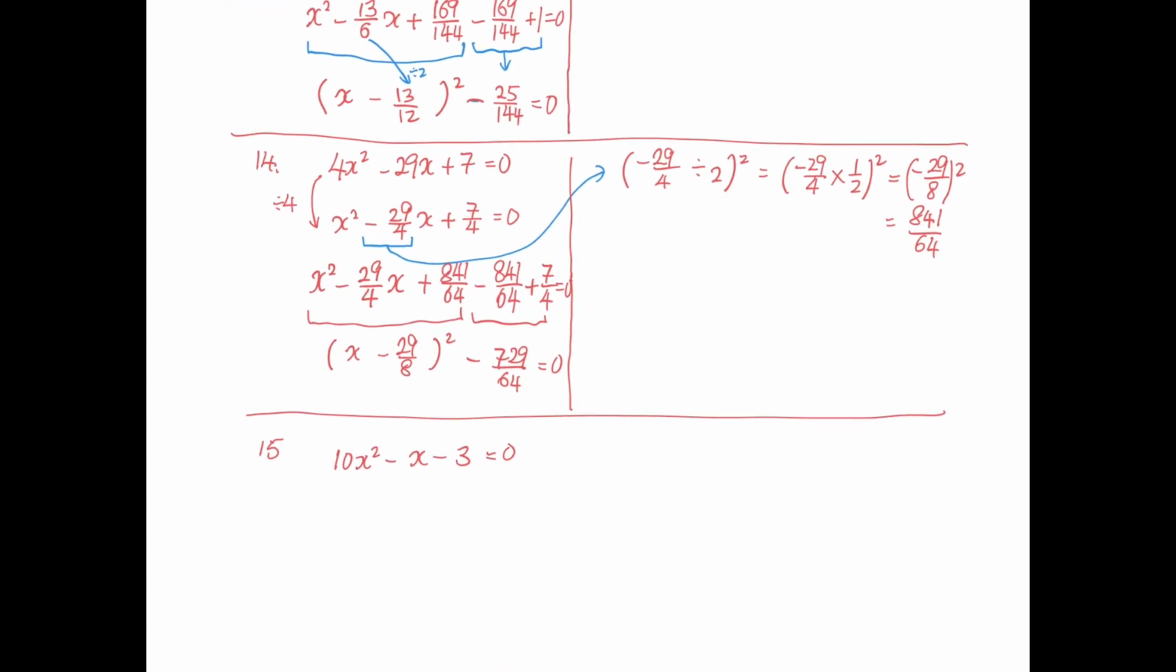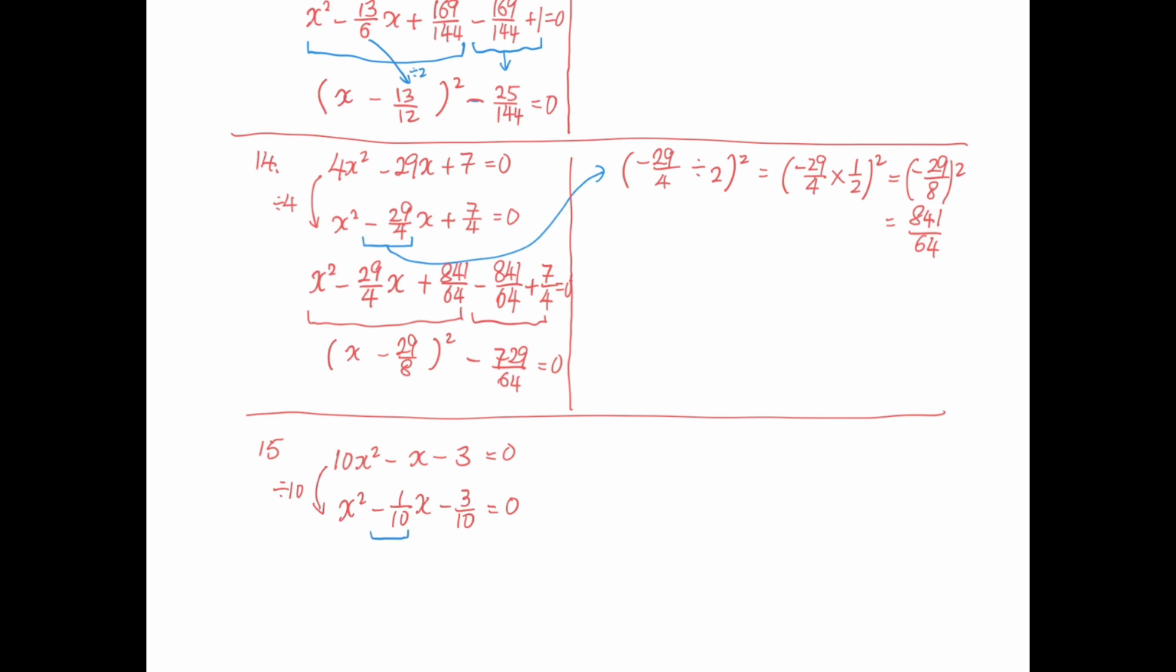So what we can do here, as you can see in the previous question, we always divide by something to get rid of the first number. So for this case, we divide by 10. So we get x squared. This one we divide by 10, we get 1 over 10x. And this one I divide by 10 to get 3 over 10 and equal to 0. Okay, so once you divide by 10, now you can do the same steps like just now.